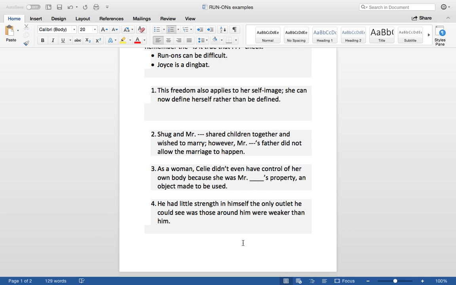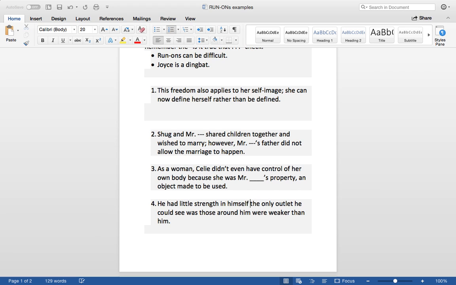This is a fused sentence. There's no punctuation there at all, but there are two sentences. He had little strength in himself. That's a sentence. The only outlet he could see was those around him who were weaker than him. Again, these two are closely related, so I might use the semicolon. Little strength in himself; the only outlet he could see was those around him who were weaker than him.